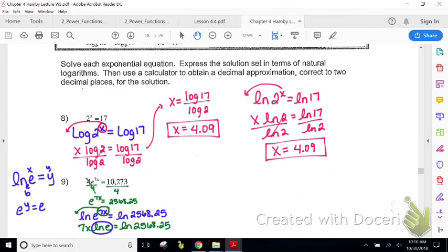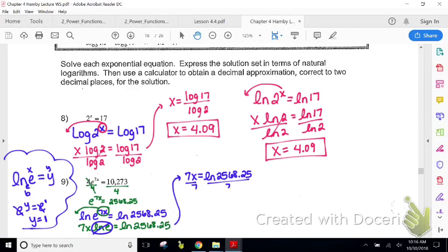What is the exponent on that second e over there? A 1. And so what is y equal to? So what is the natural log of e equal to? 1. Natural log of e is always equal to 1. So don't really need it there, because what's 7x times 1? 7x. So from here we know that 7x equals the natural log of 2,568.25.